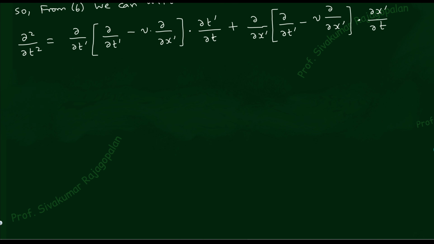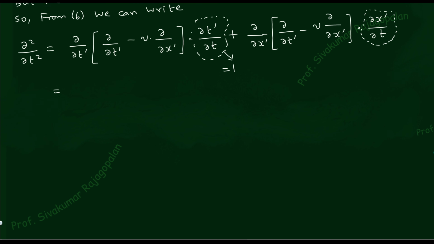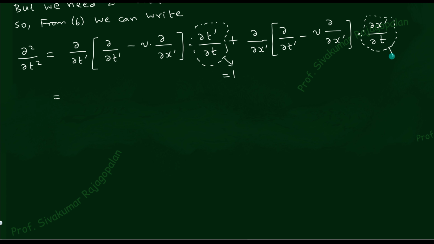Once this is clear, now you know how to simplify. For simplifying, you'll have to use equation number 4. So what happens to the sum of the terms? This term goes to 1. This is equal to 1. And there is one more term, the last term. That last term will be equal to minus v.